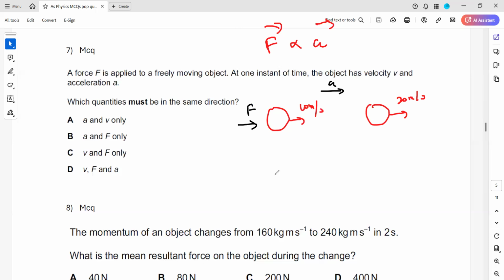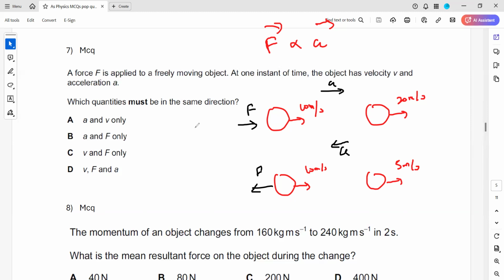Same thing, if an object initially moving at a speed of 10 meters per second slows down to 5 meters per second, what is the direction of acceleration? Opposite, because it is deceleration. So what should be the direction of the resultant force? The direction of the resultant force should also be opposite.